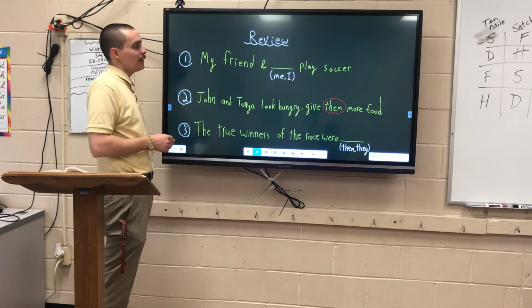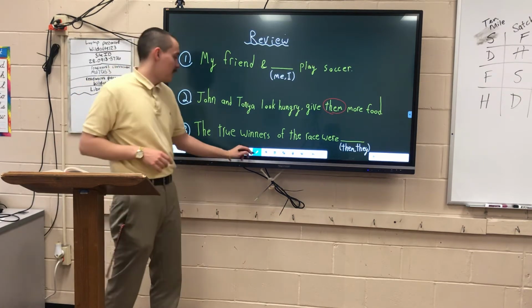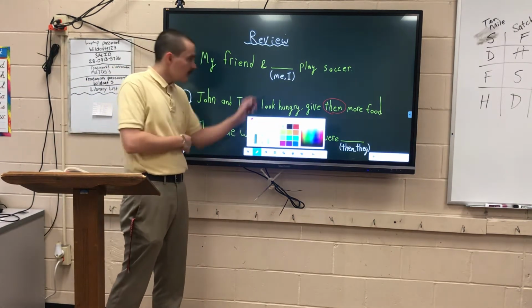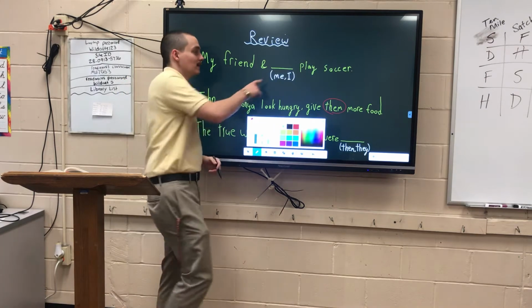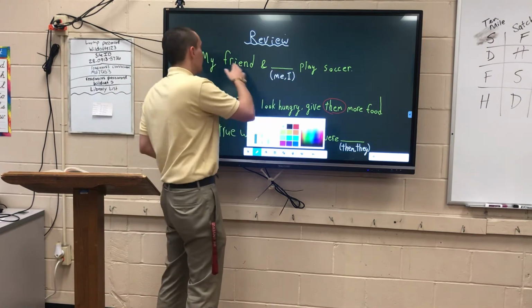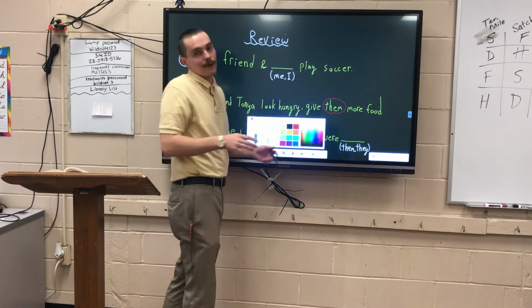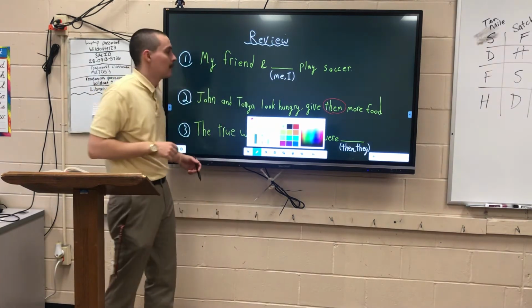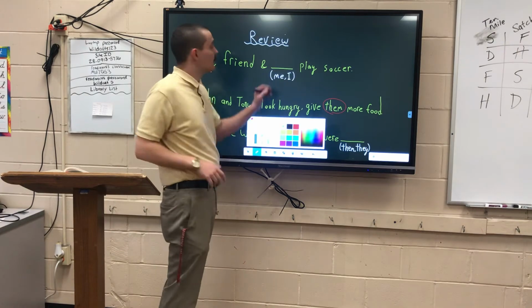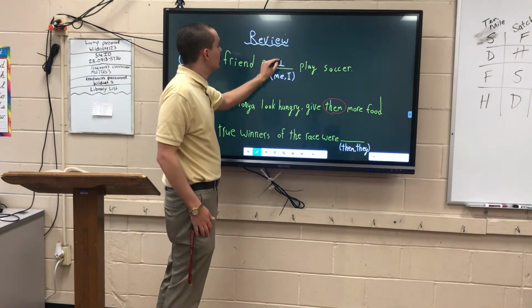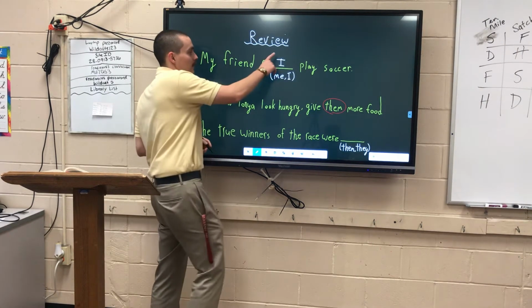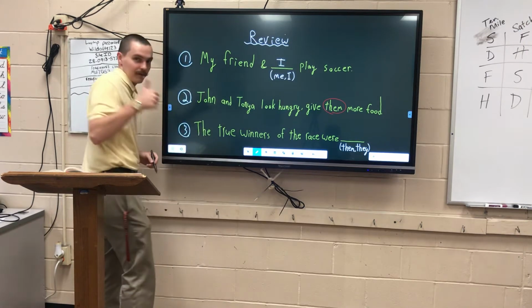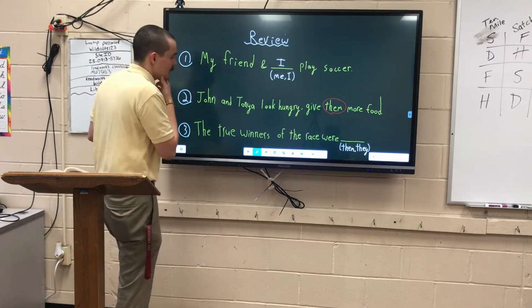My friend and blank play soccer. My idea of how to do this well is to look at the blank, you have me and I. Line up these with your verb. Remember that in this sentence, play is the verb, it's the action being done. Me play, that doesn't sound right. I play, that does sound right. I'm going to take my white marker and do I. My friend and I play soccer. That's the ticket.